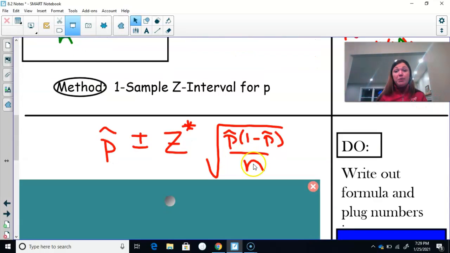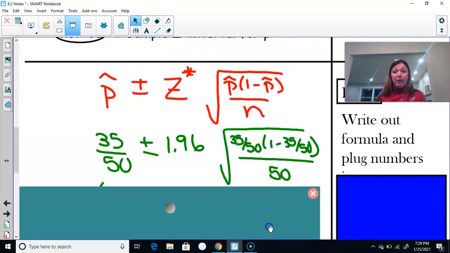But now what we're going to do is plug in everything that we know. 35 over 50 plus or minus 1.96. I'm plugging it all in. This is the work that will be required on the test to get full credit. If I don't see 1, 2, and 3, you will have lost 3 points.